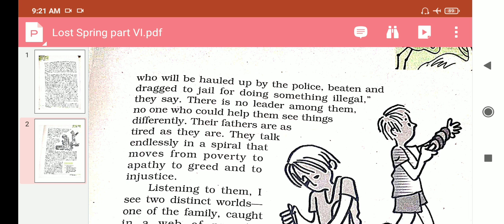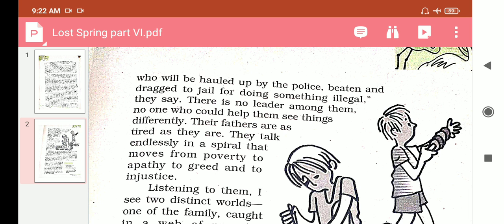Here are two difficult words. One word is vicious. Let me correct it: it is vicious. Vicious means cruel. Hauled up means dragged, taken away.